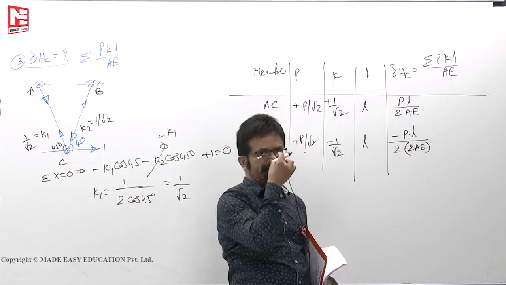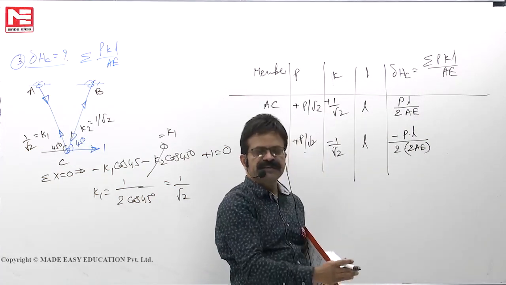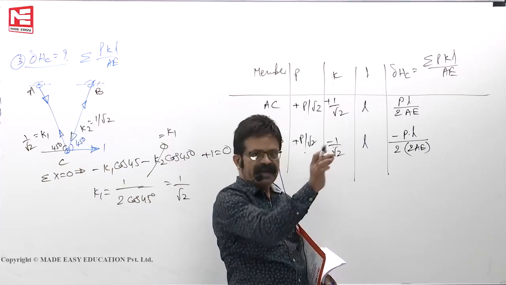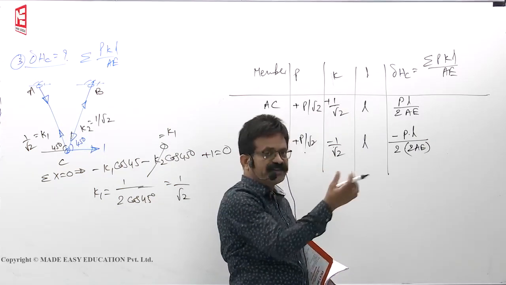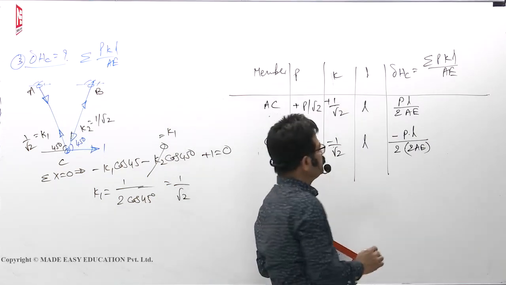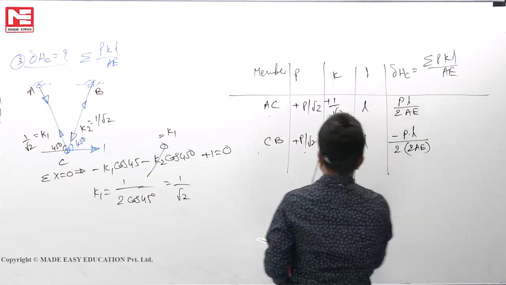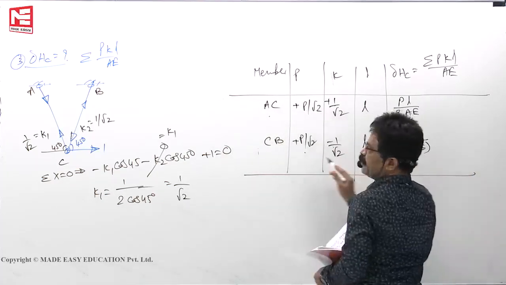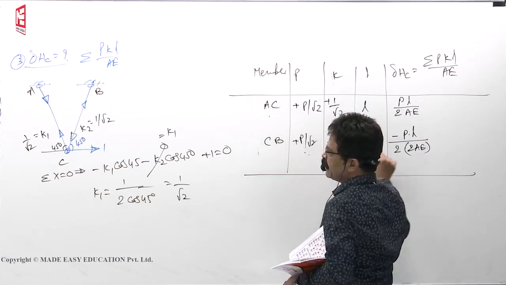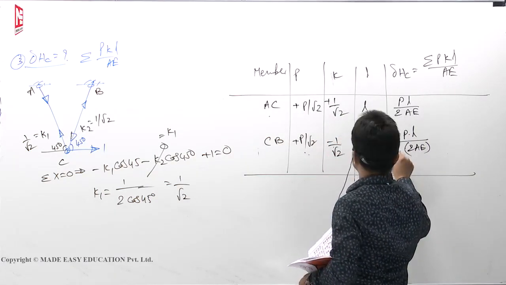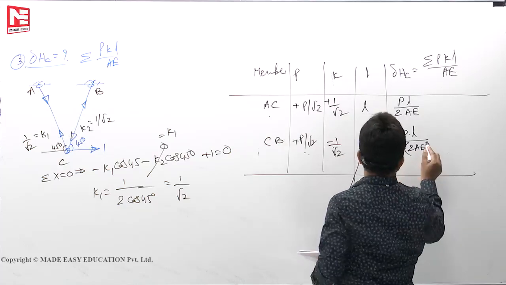Horizontal deflection also will exist because the structure is not symmetrical with respect to the vertical line. Axial rigidities are different, so that's why it will move. So 2AE minus PL by 4AE. Here you have got tensile force, whereas here, for the horizontal displacement, it is compressive.